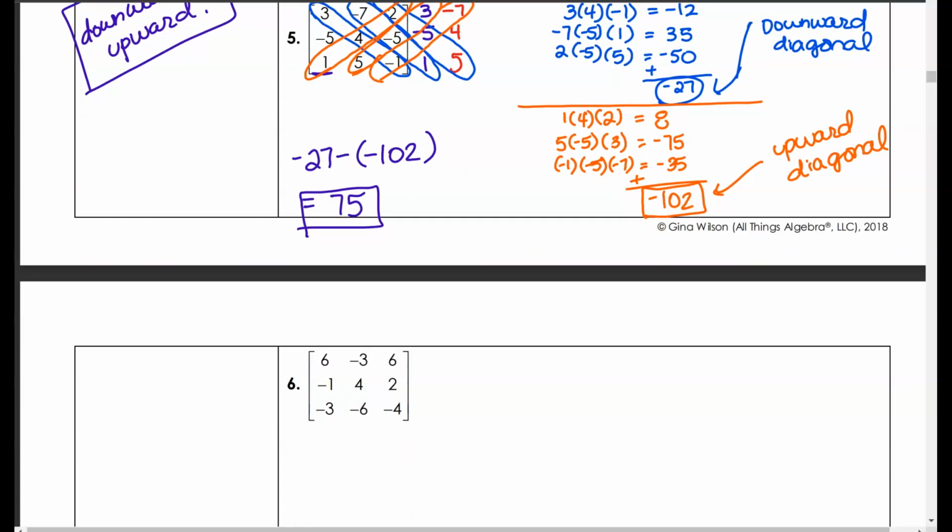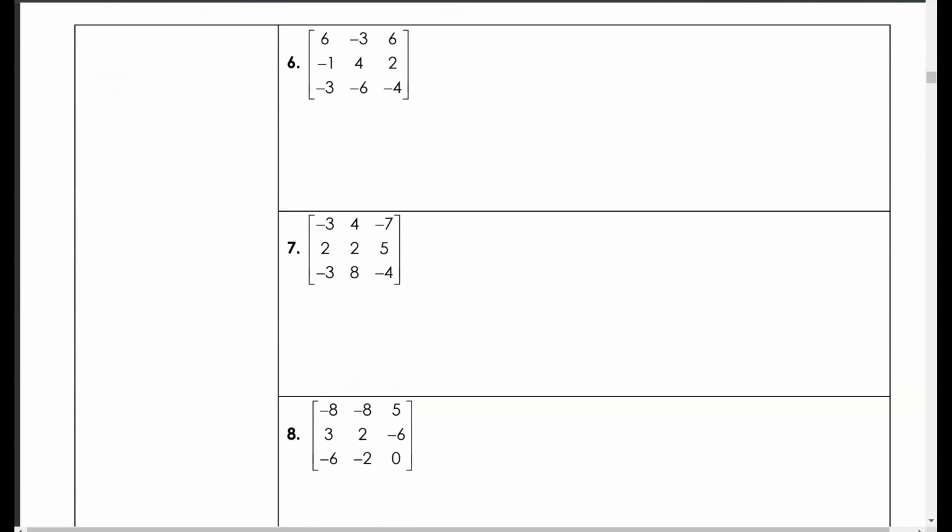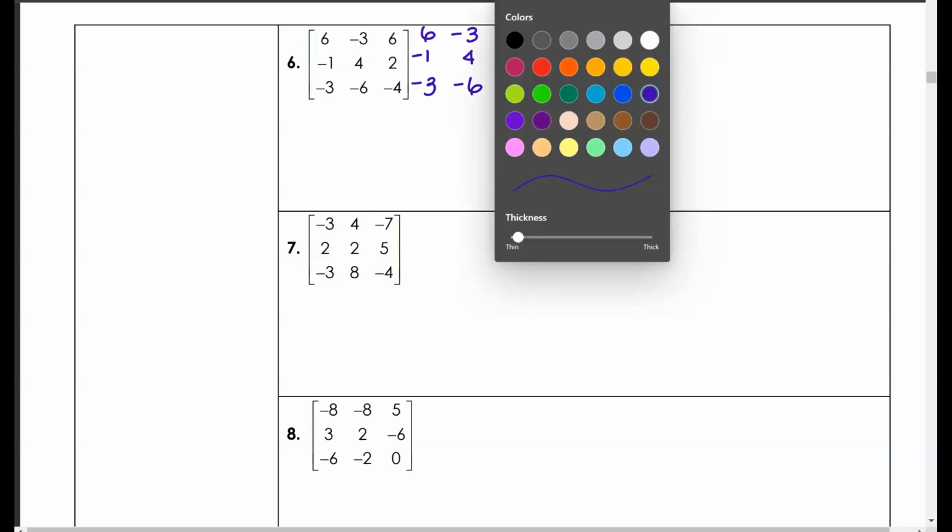All right. Let's try a couple just to make sure that we got a good hang of it. And then I'm going to have you try some of them on your own as well, just to ensure that we got it. So here, the very first step again is we're going to take the first two columns and rewrite them. So we're going to have 6, negative 1, negative 3, negative 3, 4, negative 6. What's the next step?